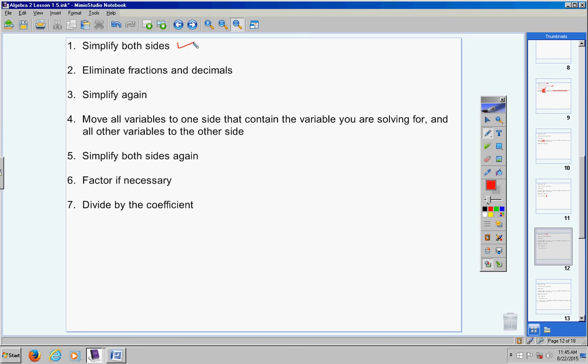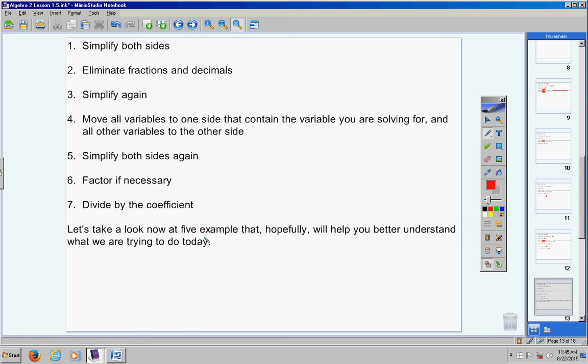Simplify both sides. Eliminate fractions and decimals. Simplify again. Move all terms to one side that contain the variable you are solving for. Move all the other terms to the other side. Simplify both sides again. Factor if necessary. Divide by the coefficient. If you're not done with this, pause the video, okay?